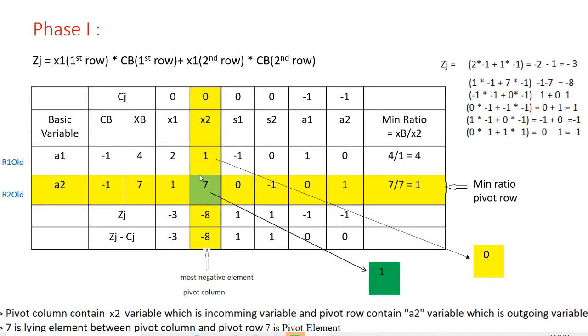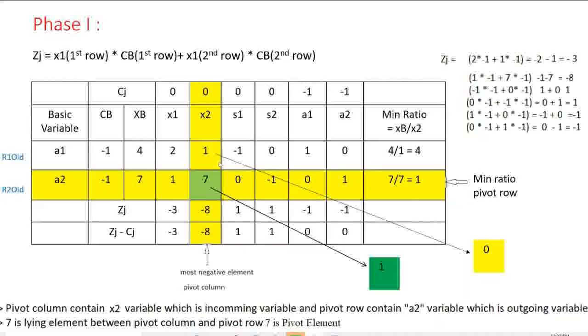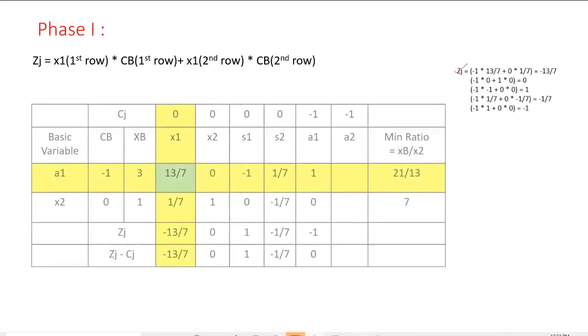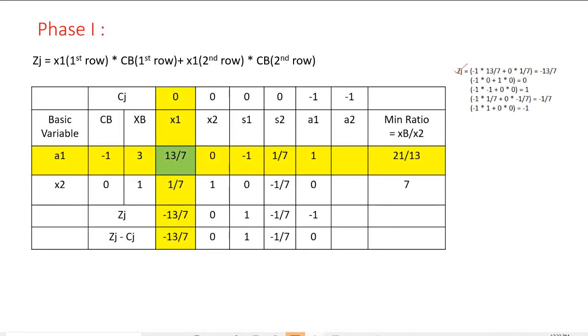So 7 is the lying element between pivot column and pivot row. So 7 is called the pivot element. So here x2 is the incoming variable and a2 is the outgoing variable. So we are removing the artificial variable a2, and making this 7 by 1 and 1 by 0.